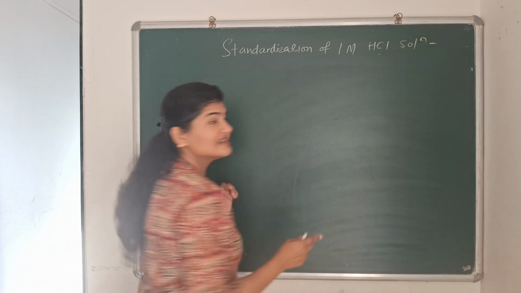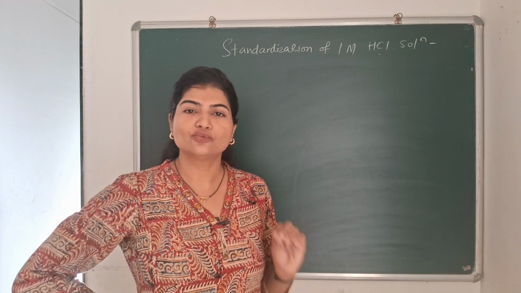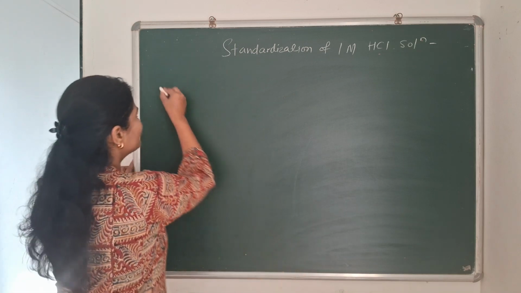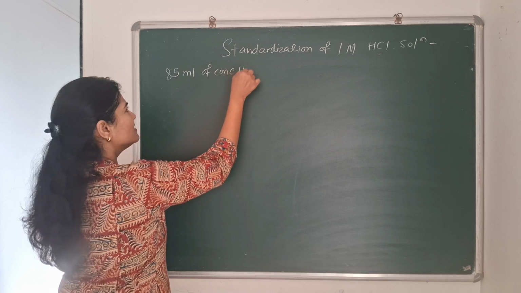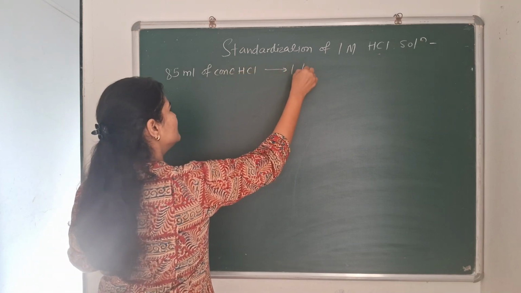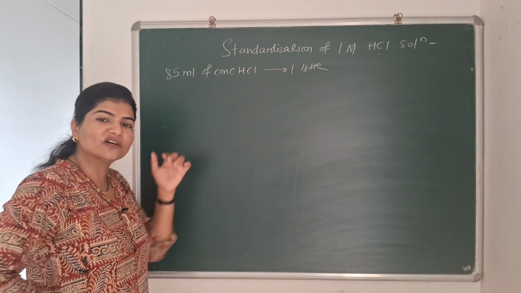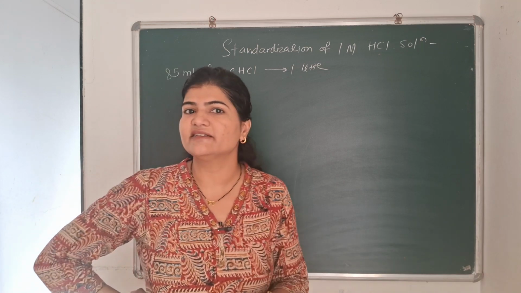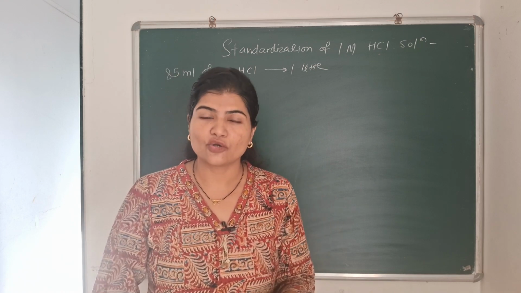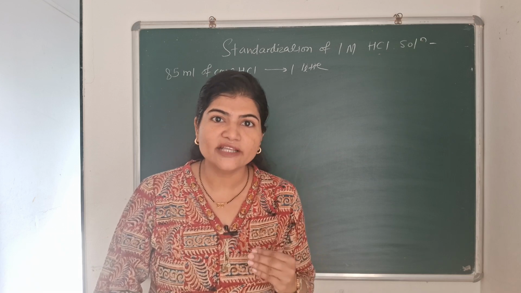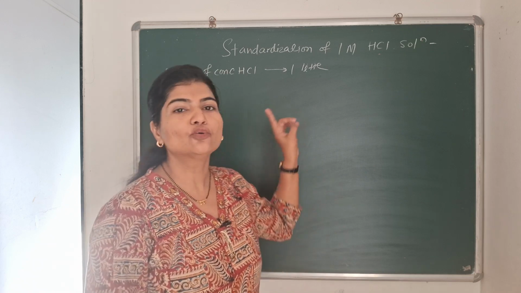Now, first let's discuss the preparation of 1 molar HCl. For preparation, 85 ml of concentrated HCl has to be dissolved in water to make 1 liter of solution. Now, how are we going to achieve it? First, we will take 500 to 600 ml of water in a volumetric flask of 1 liter. In that water, we will slowly and carefully add 85 ml of HCl. Then we will make up the volume to 1 liter.